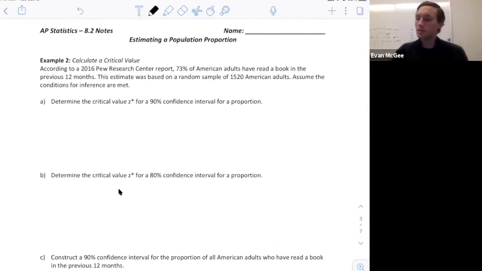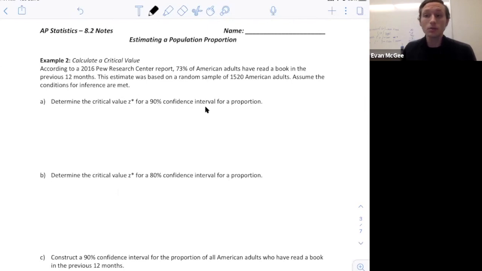Let's look at an example here together. According to a 2016 Pew Research Center report, 73% of American adults have read a book in the previous 12 months. This estimate was based on a random sample of 1,520 American adults. Assume the conditions for inference are met. That's good to know. We don't have to check any of the conditions because they told us. Determine the critical value z-crit for a 90% confidence interval for a proportion.